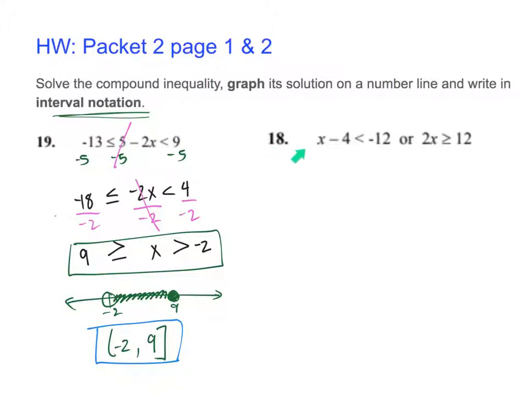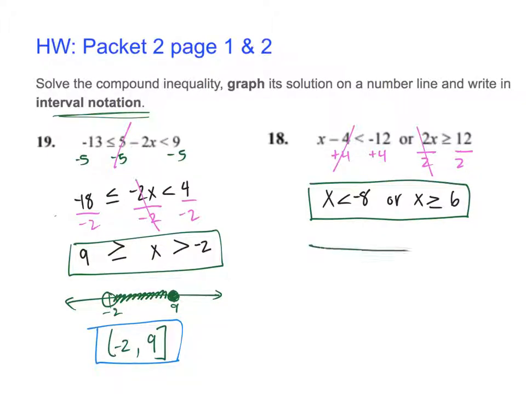All right, let's take a look at 18 here. So 18 has two separate inequalities separated by an or, but remember we just solve it, try to get the x by itself. So this one I need to add 4 to both sides. That cancels out. So now I have x is less than negative 12 plus 4 gives me negative 8. I'm going to drop down this or here since I'm done solving this problem. I'm going to divide by 2. That cancels, so x is greater than or equal to 12 divided by 2 gives me 6. And so now I have my inequality solved.